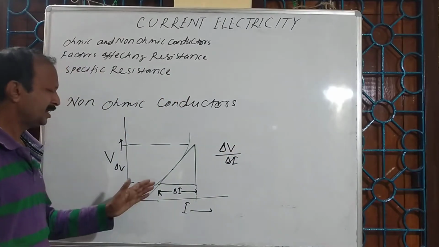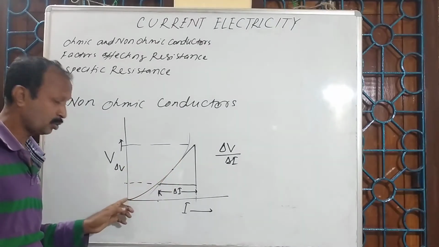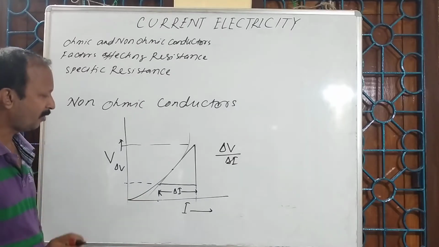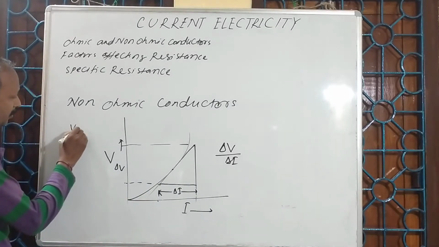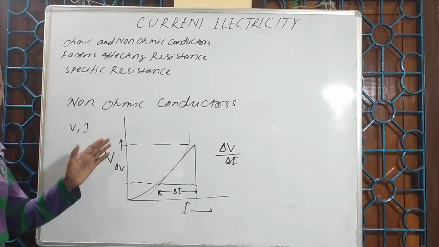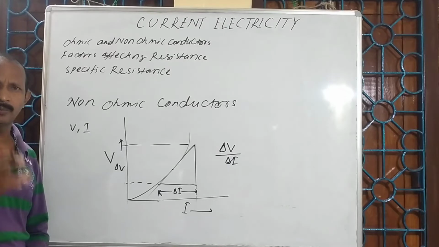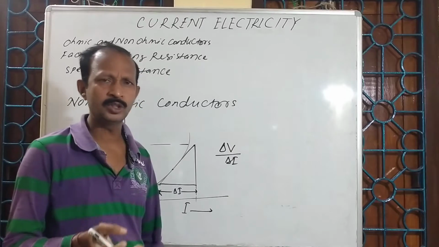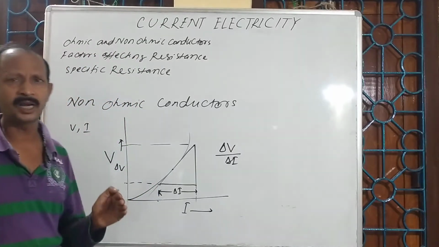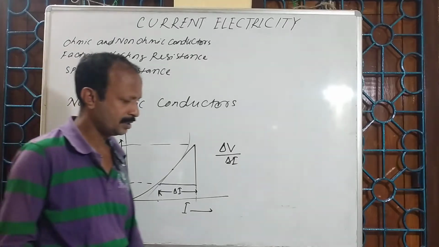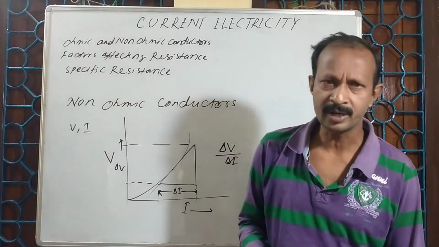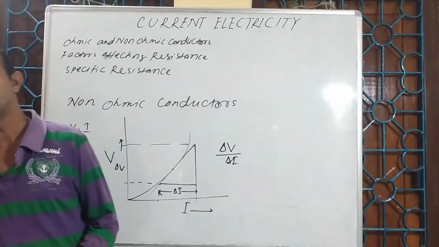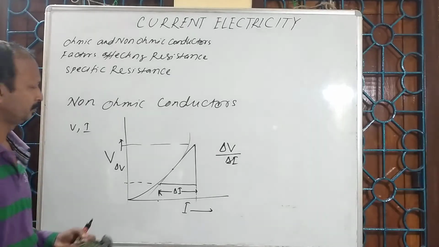In this case, it is not necessary that the graph will go through the origin. For different values of voltage and current, the resistance will be different. But in the ohmic conductor, if you take different values of V and I, it does not matter, R will be constant all the time. But here the value of R will be different for different values of potential difference and current. Okay, children?